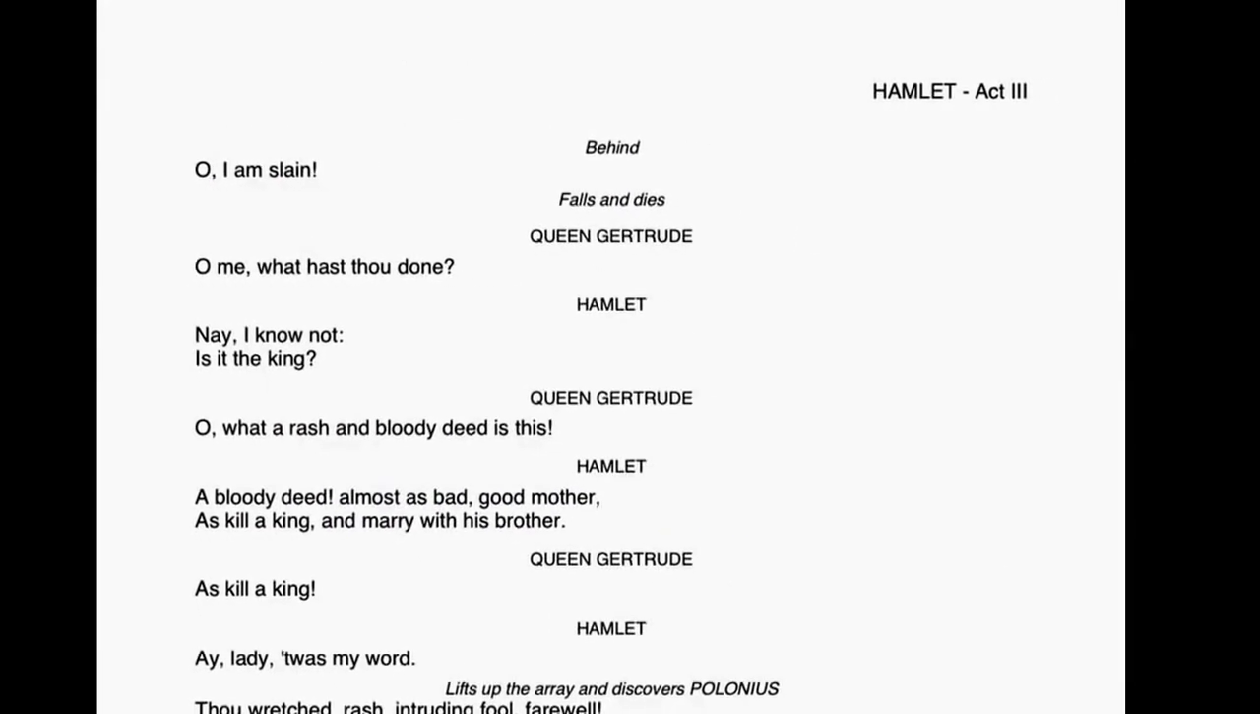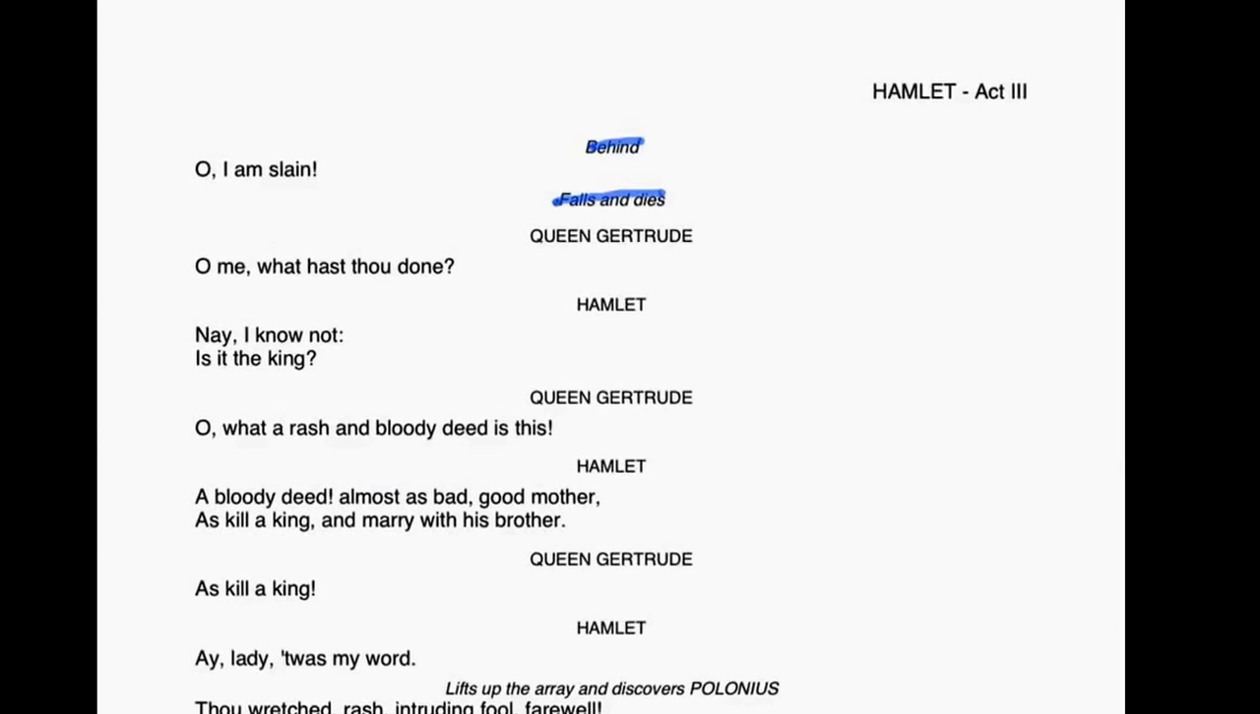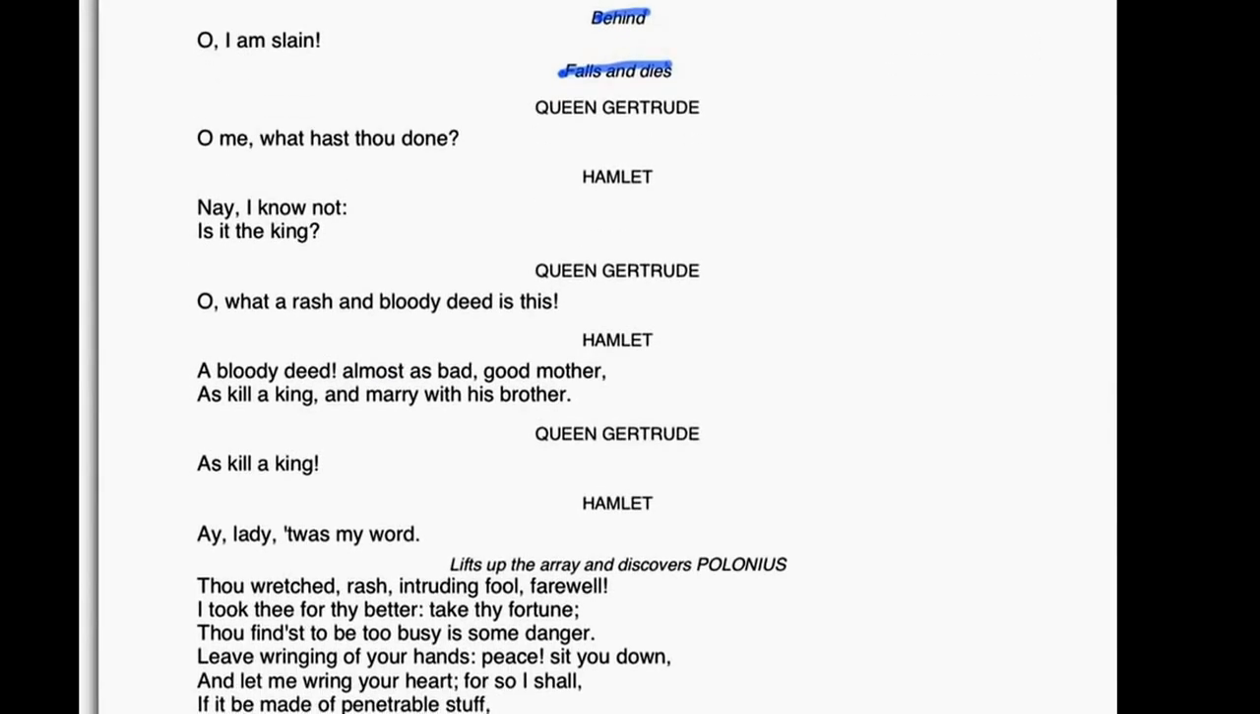So it's significant here. Polonius is behind the curtain when he falls and dies. So that means that the other characters on the stage can't see him. The audience might be able to see him, depending on how the director has set it up, but Hamlet and Gertrude can't. So Gertrude is like, oh, what have you done? You've killed someone. And Hamlet's like, I don't know, I hope it was the king.